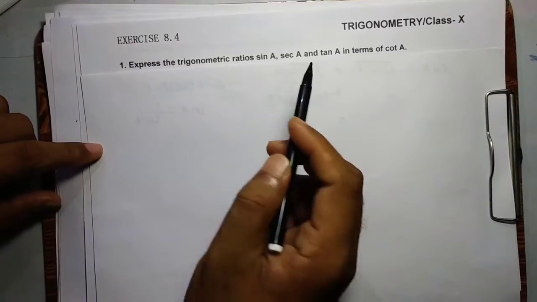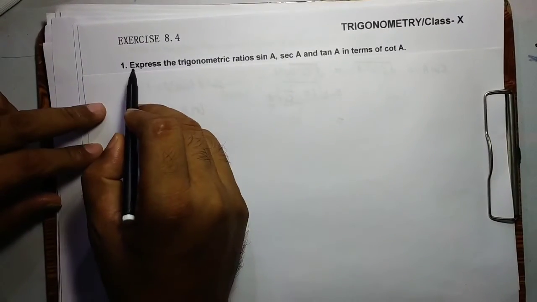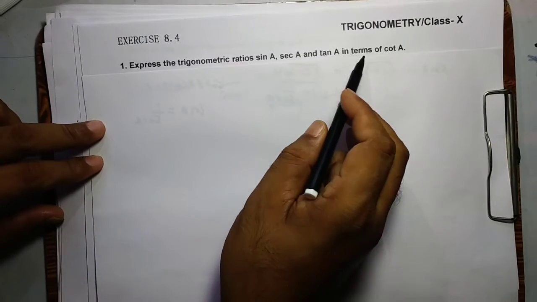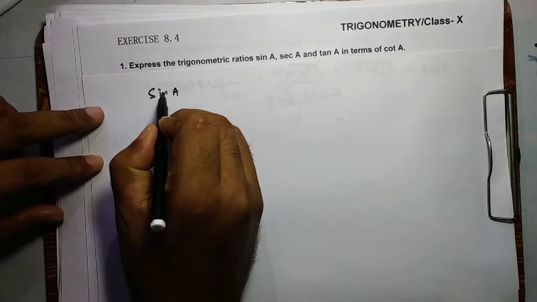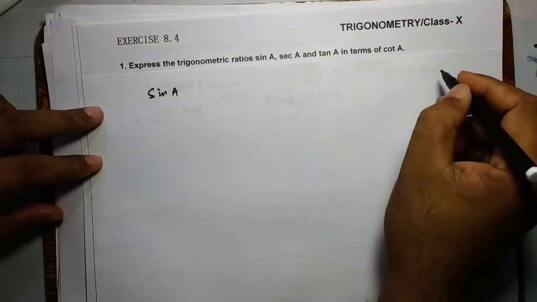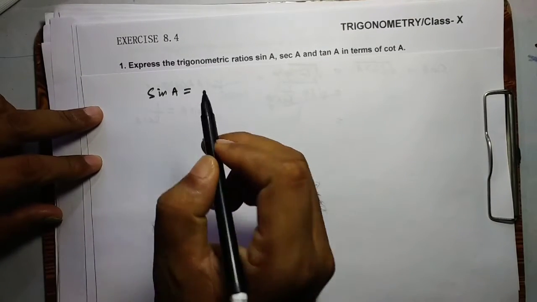So students, we will discuss trigonometry class 10 exercise 8.4. Question number 1: express the trigonometric ratios sin A, cos A, tan A in terms of cot A. Sin A, you can solve this in a different way. I can do it by drawing a triangle, or you can solve it by formula also.